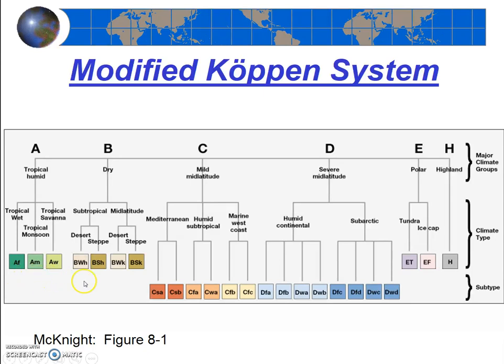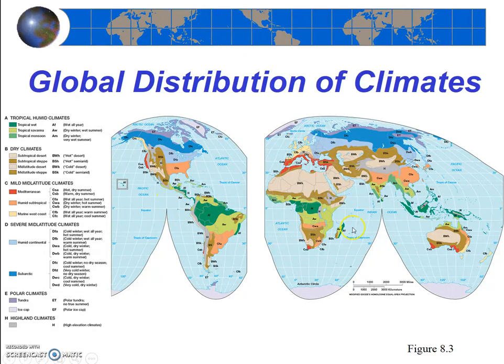A climates don't have a third letter. We'll remember that the third letter deals with summer temperatures. And since A climates are all pretty warm year-round, they don't bother with a third letter. So our A climates are tropical. You can see they're not all perched right on the equator, but they're, in general, in the tropics.